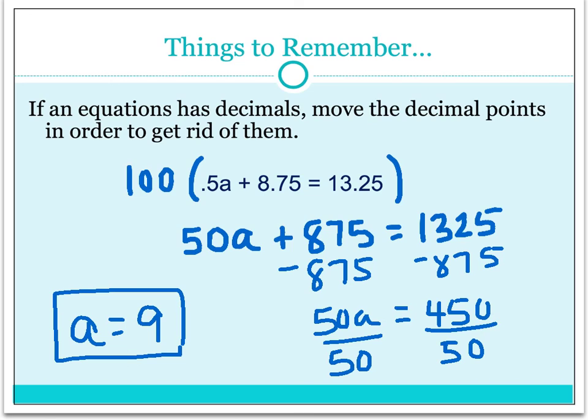Again, if you wanted to check, you would just take that 9 and plug it in for that a and work this equation out. Now notice, you don't have to get rid of your decimal point. I very easily could have just subtracted 8.75 from 13.25 and divided by 0.5. However, you have to be careful with lining up your decimals and also working with division of decimals. So if you'd rather not deal with that, then the easiest thing to do is multiply by a power of 10 to get rid of it.